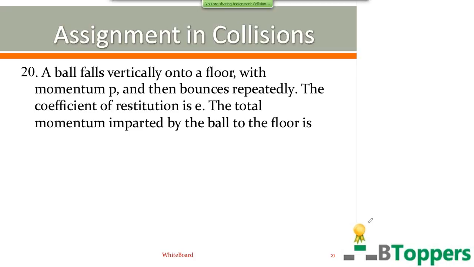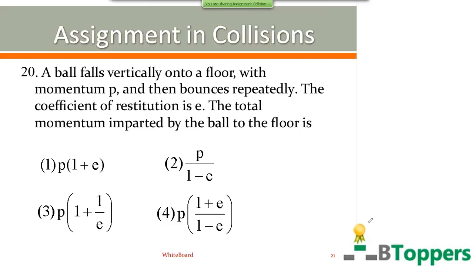A ball falls vertically onto a floor with momentum P and then bounces repeatedly. The coefficient of restitution is E. The total momentum imparted by the ball to the floor is... They are given 4 options in terms of P and E.